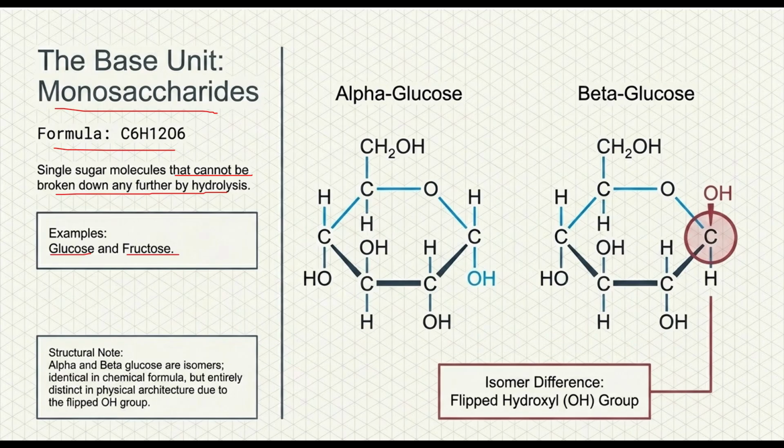Glucose exists in two forms. The first one is alpha glucose and the second one is beta glucose. Alpha and beta glucose are isomers, identical in chemical formula but entirely distinct in physical architecture due to the flipped OH group. So this is alpha glucose and this is beta glucose. This is how the structure looks. It's almost similar, but they have a flipped OH. So the isomer difference is the flipped hydroxyl group.